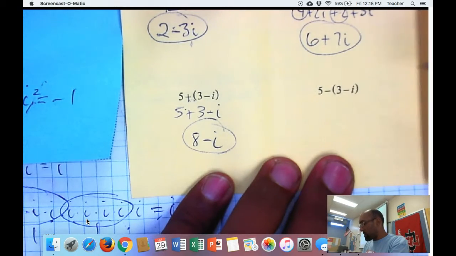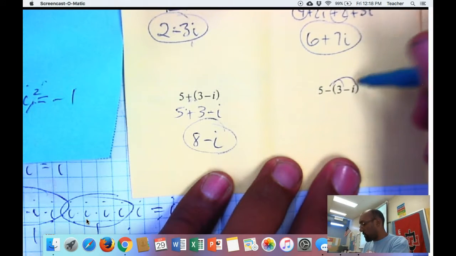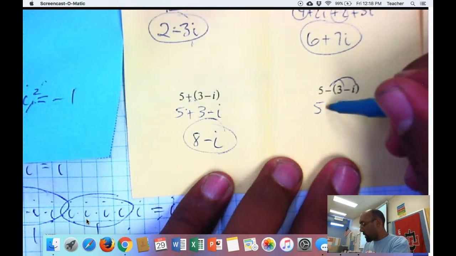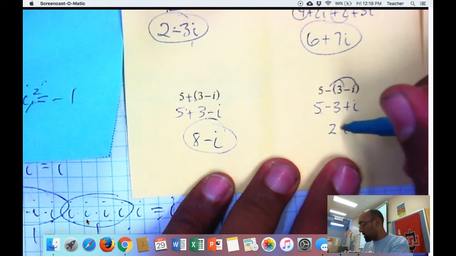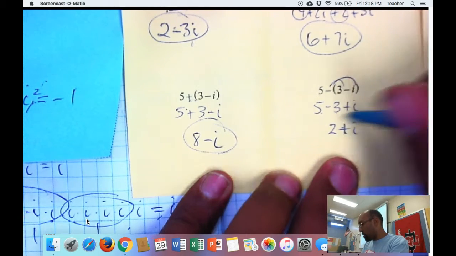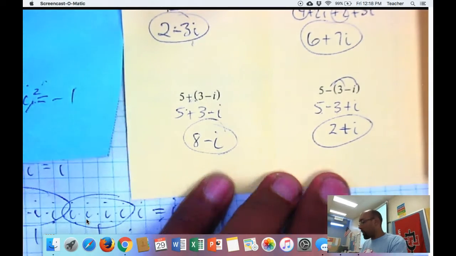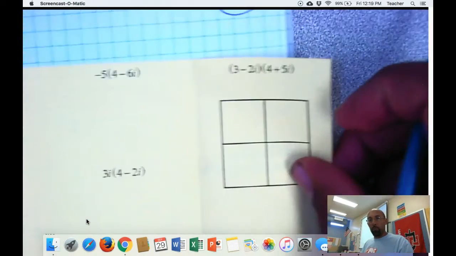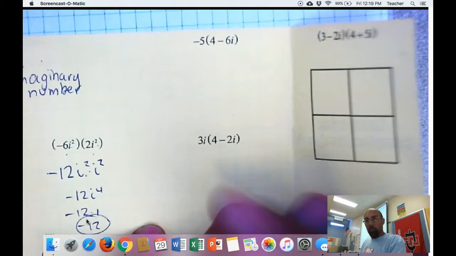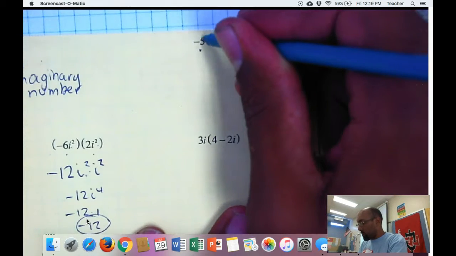Here, we've got a minus between, so we just got to distribute that first. So, minus 3 plus i. Now 5 minus 3 is 2 plus i. There's your solution. Okay? So now, let's move over here. Now, let's say we have to distribute a number. Okay, we'll just simply distribute it.